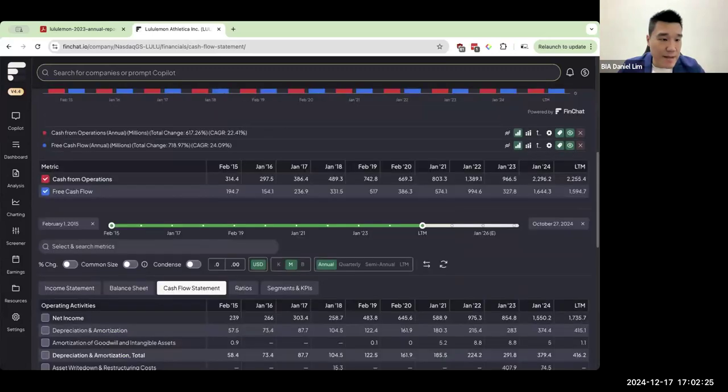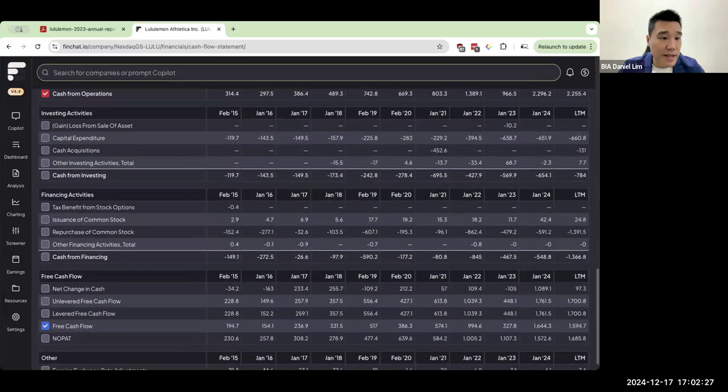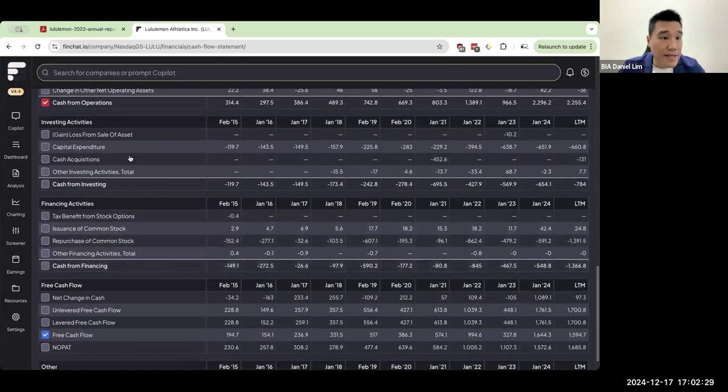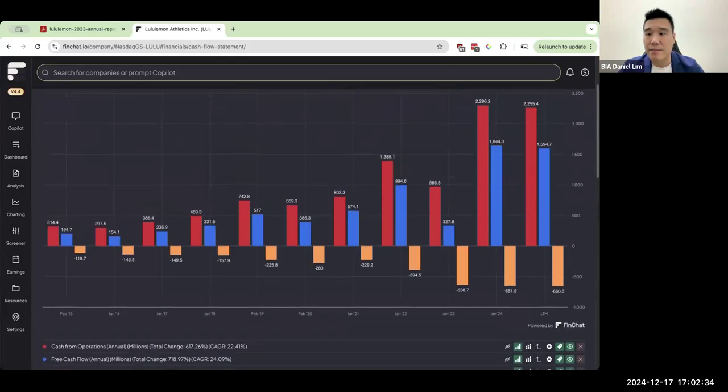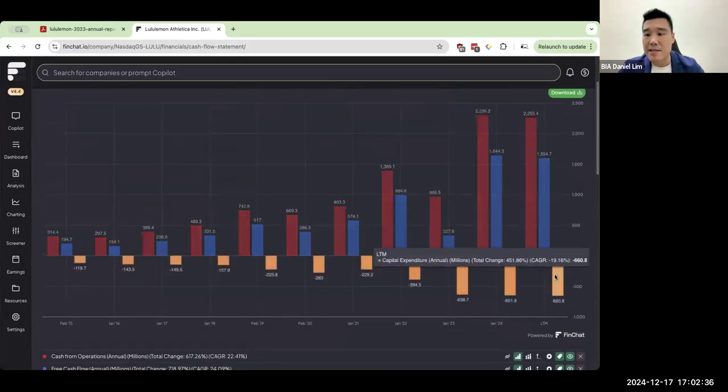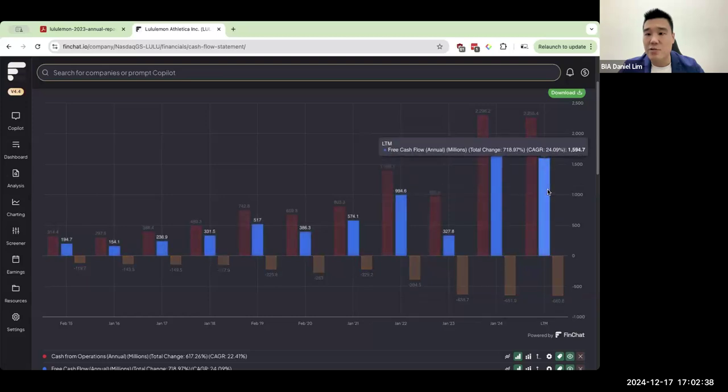I think there's a capex number here. They help us to calculate already. Here, hold on. Where's the capex? Here, capital expenditure. You can see, for example, this red color minus this orange one, the leftover is this one. So it's still only limited capex. There's a lot of free cash flow.